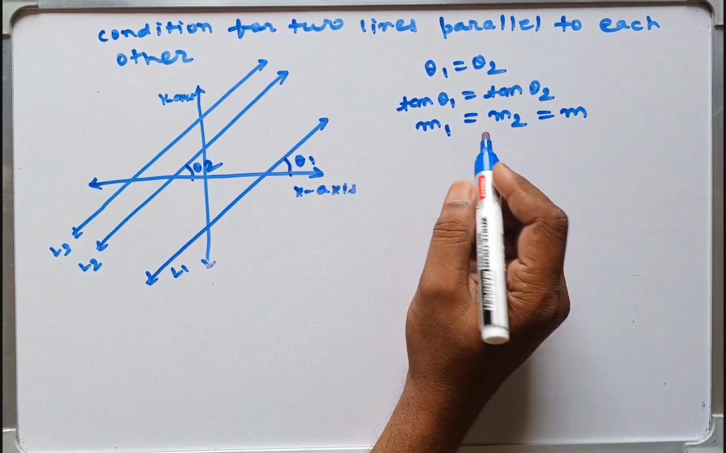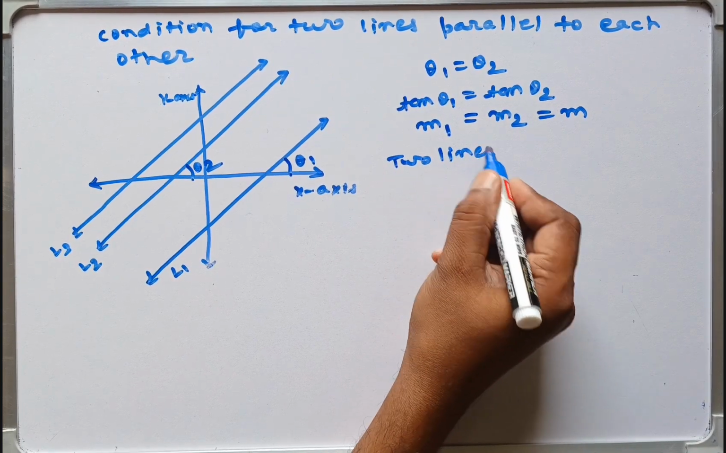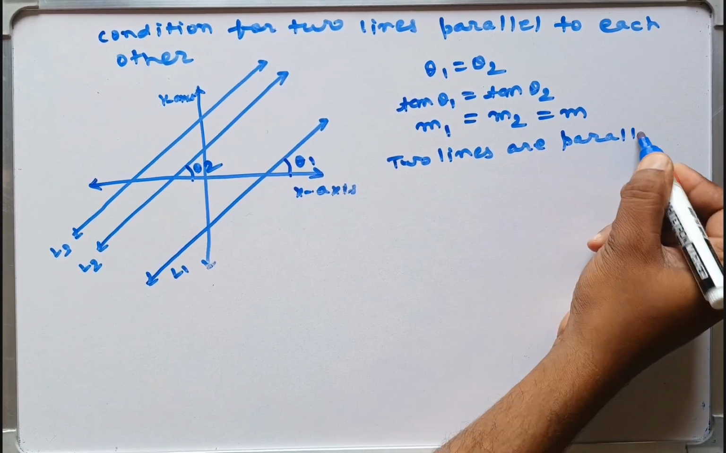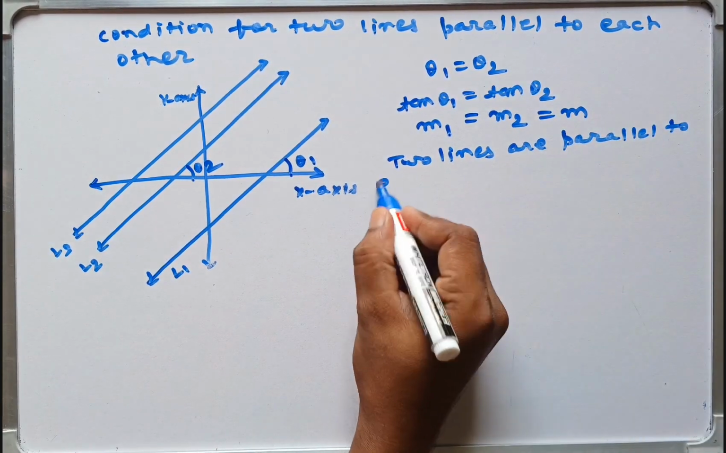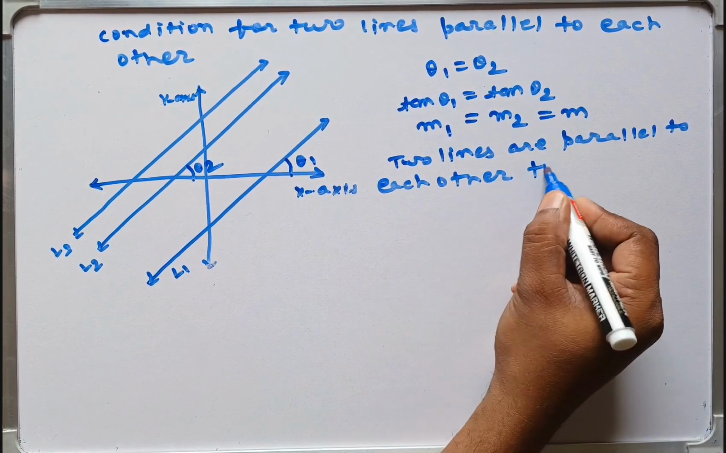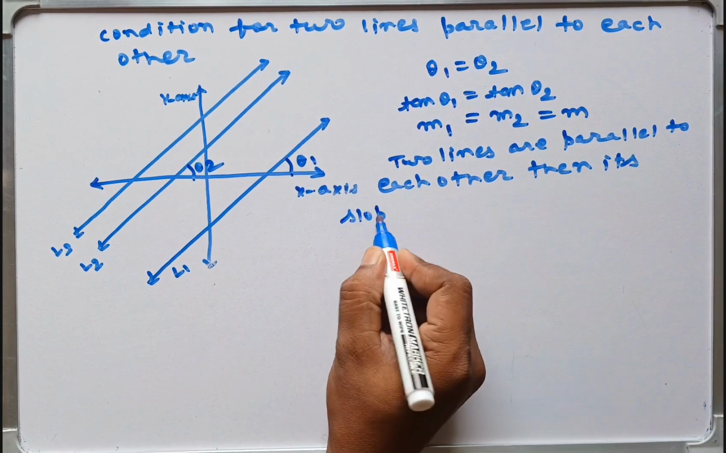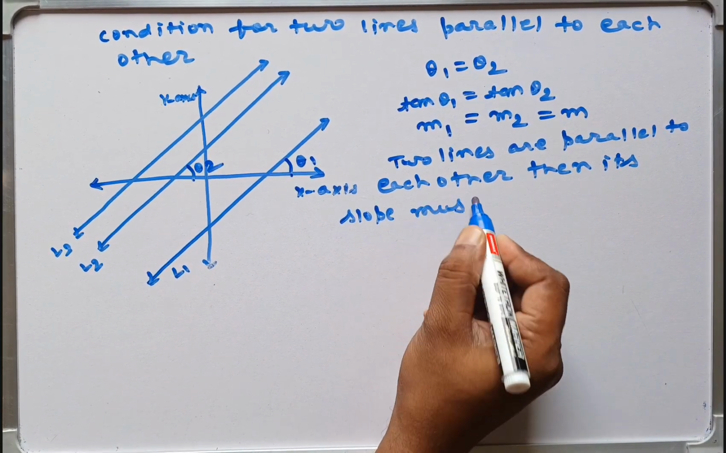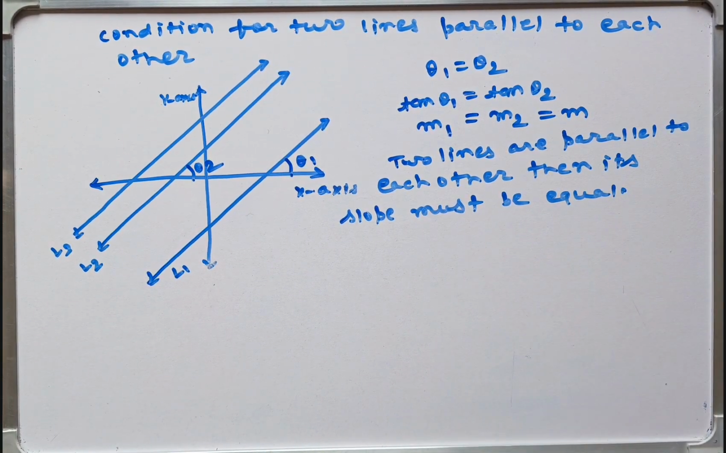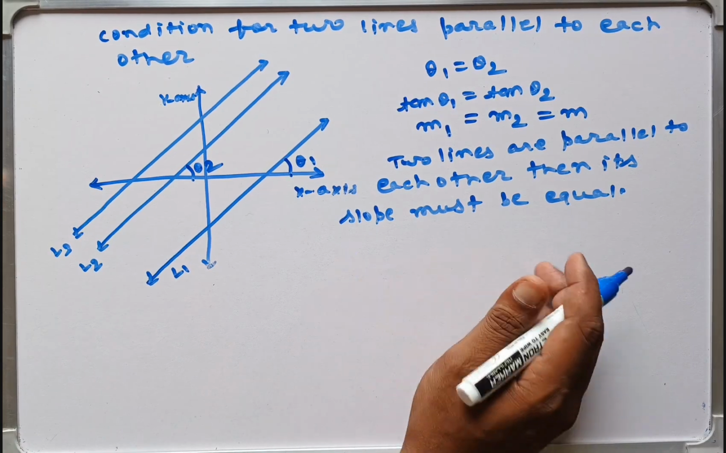Okay, so guys, if two lines are parallel to each other, then their slopes must be equal. Okay, example of how we use this one.